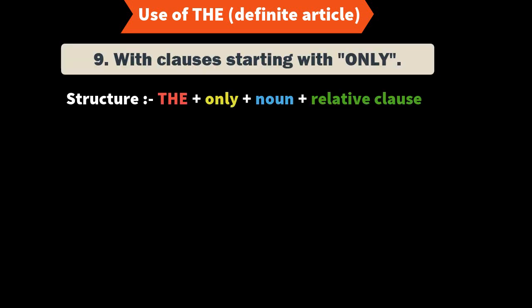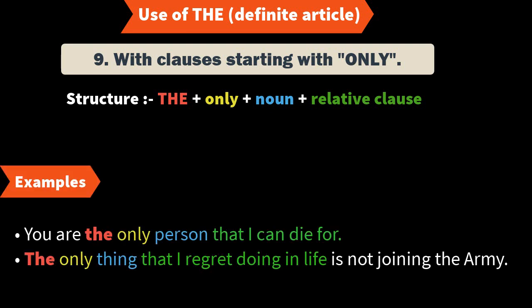Okay? The next rule is we use the before a clause that starts with the word only. Let me show you some examples. You are the only person that I can die for. The only person I can die for. So this clause, only person I can die for, is starting with the word only. So we use the before it. The only thing I regret doing in life is not joining the army. The only thing. Before only we have this word the. The only thing I regret doing in life, that's a clause and it's starting with the word only. So I need to use the before it.